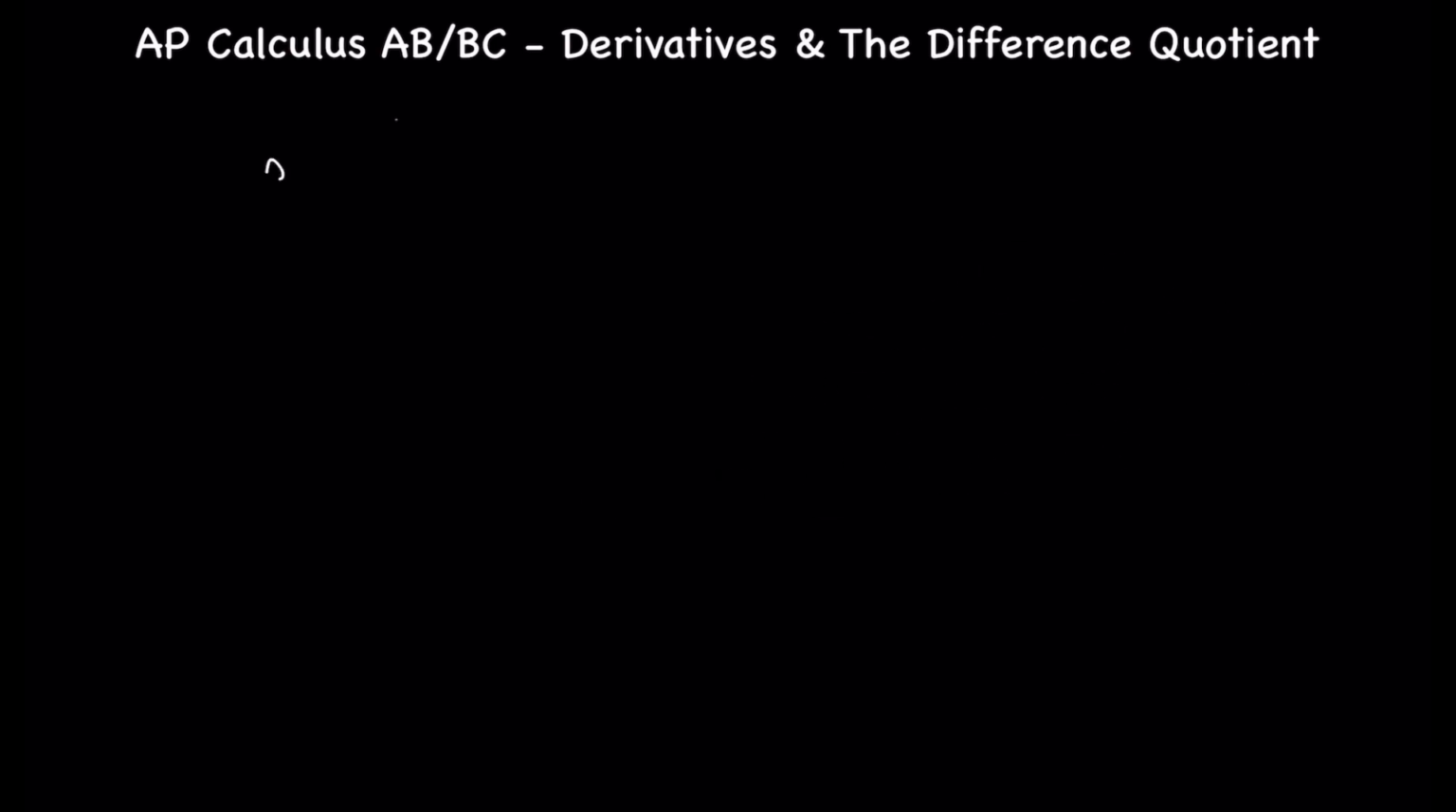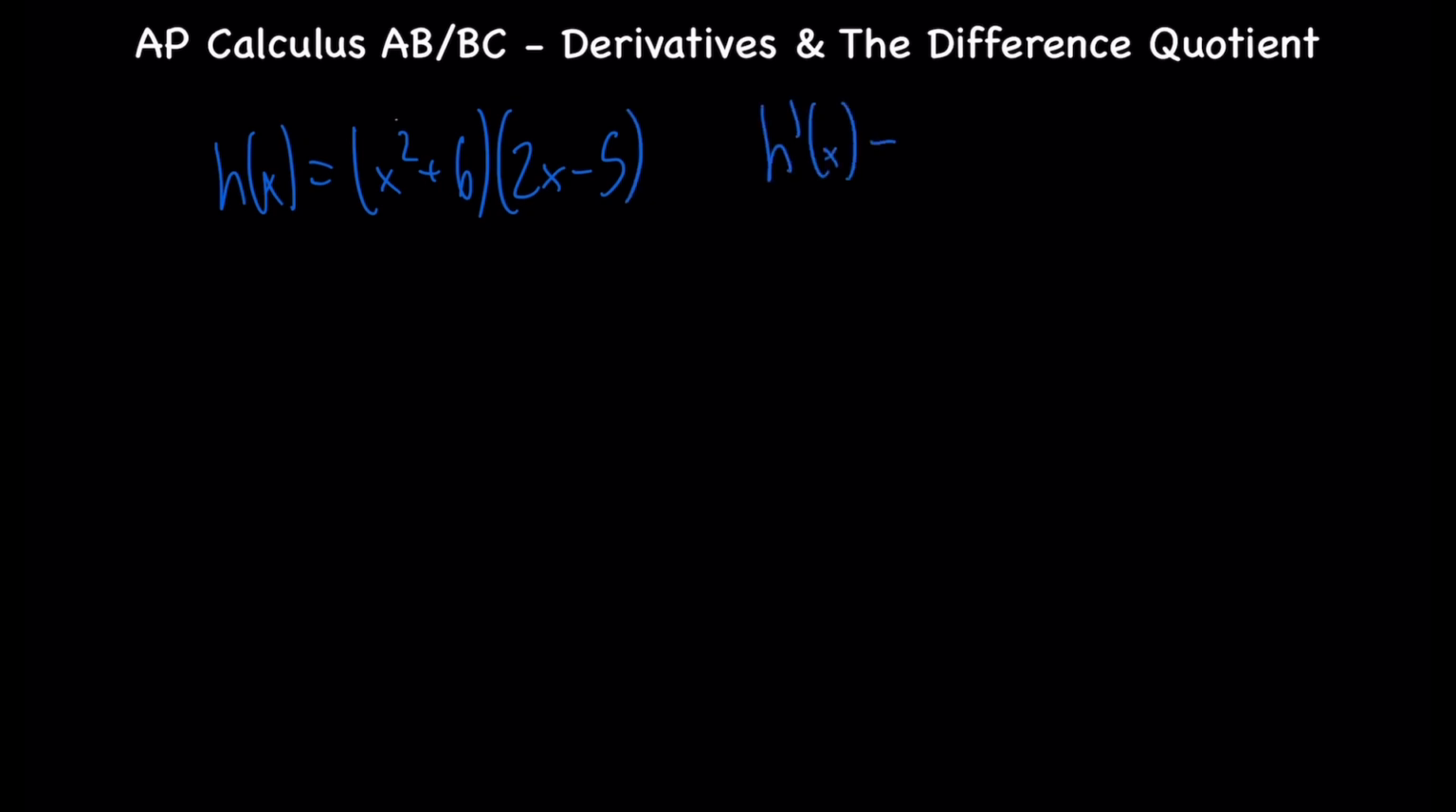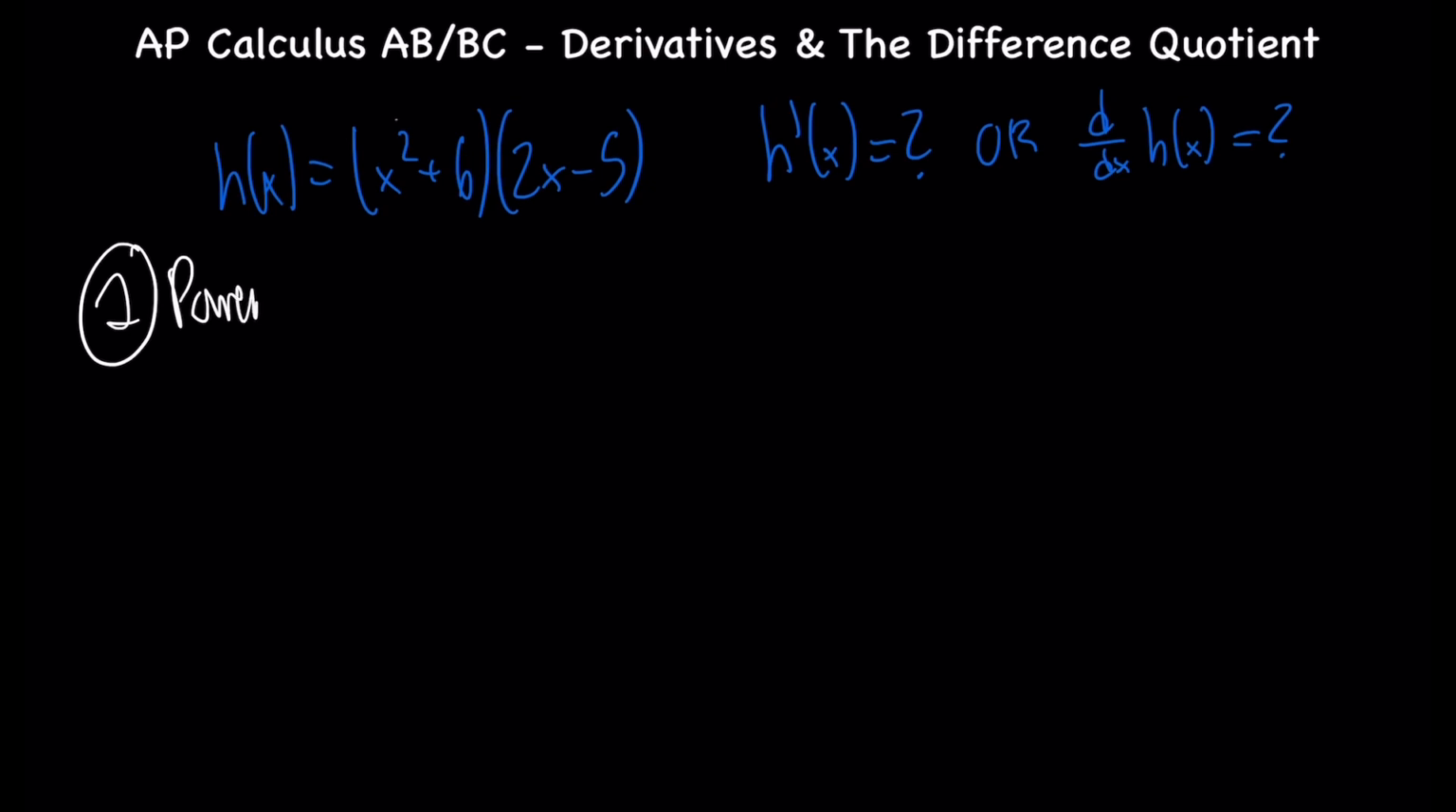So say we have, let's call this h of x just to simplify it. h of x equals x squared plus 6 times 2x minus 5. We want to find h prime of x, or in other words, the derivative of h of x. So let's do this. First off, we need to apply the power rule. We have to input that into both here.